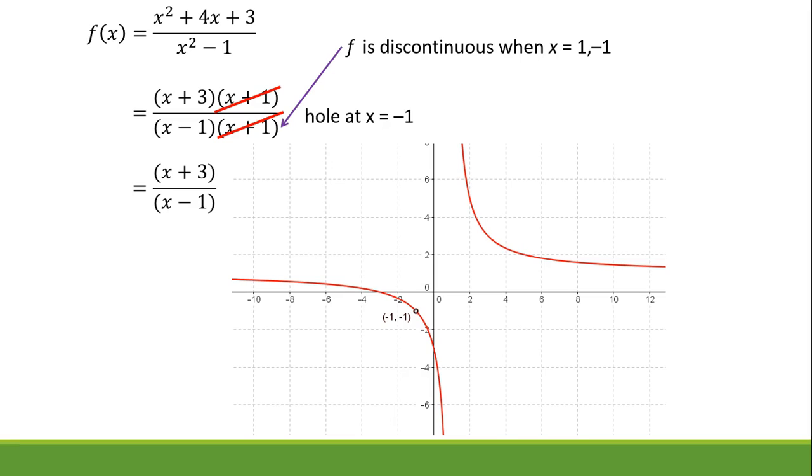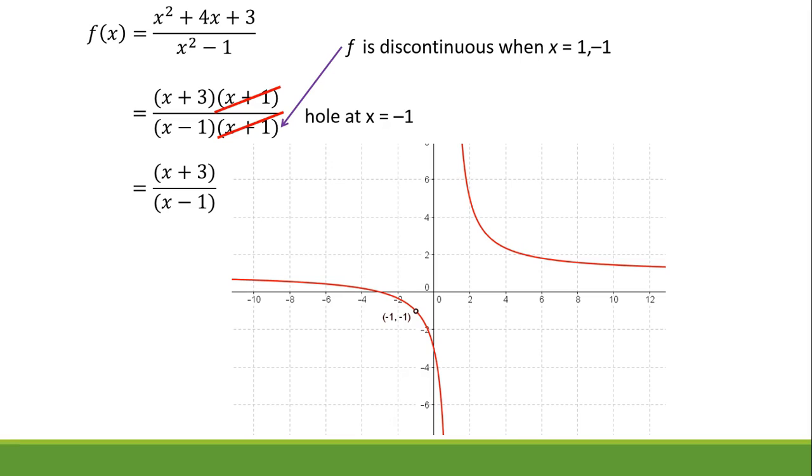However, because x plus 1 was still a factor in the numerator and denominator, we still have to consider the fact that that value of -1 does represent a place in our function where our denominator was 0. But because it's a removable discontinuity, that represents a hole in the graph. Now, if you look at the graph, you'll see that there is a hole at -1, -1.